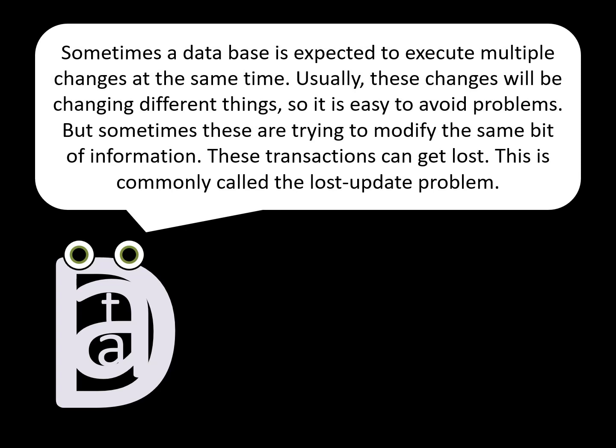Sometimes a database is expected to execute multiple changes at the same time. Usually these changes will be changing different things, so it is easy to avoid problems. But sometimes these are trying to modify the same bit of information. These transactions can get lost. This is commonly called the lost update problem.